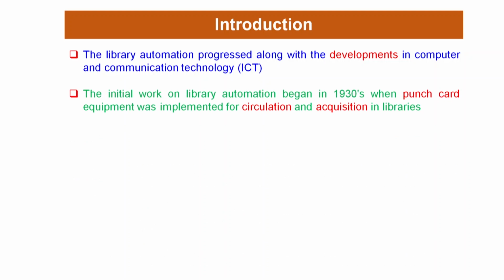When we look back at the history, during the 1930s, people used to have punch cards. That was the first sign of history in library and information science when we talk about library automation. These punched cards were used for performing the circulation system. That could be the root of library automation history at the international level.